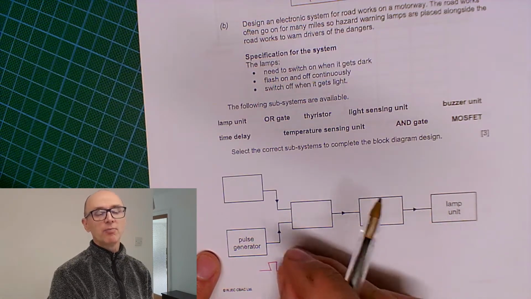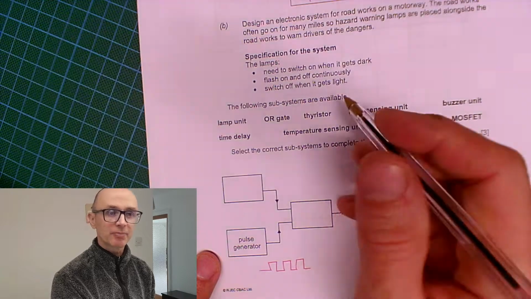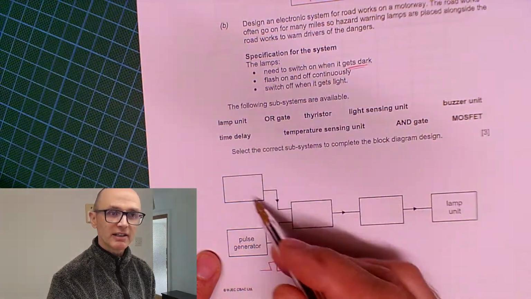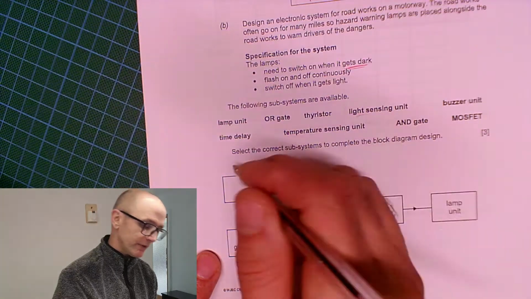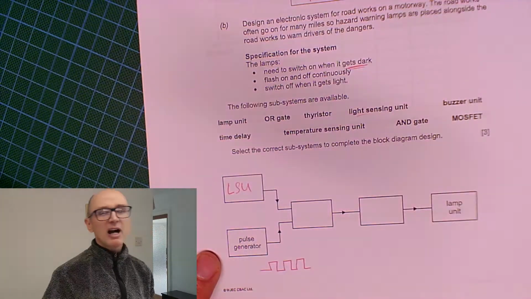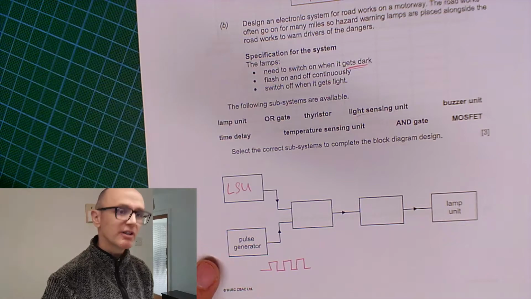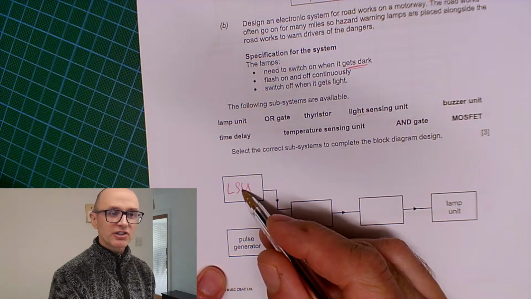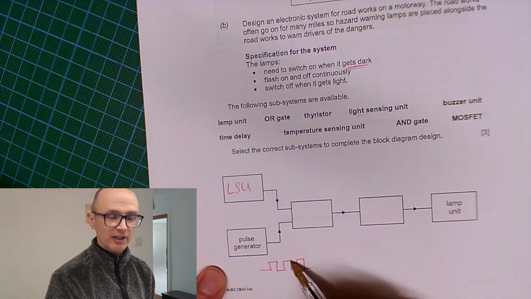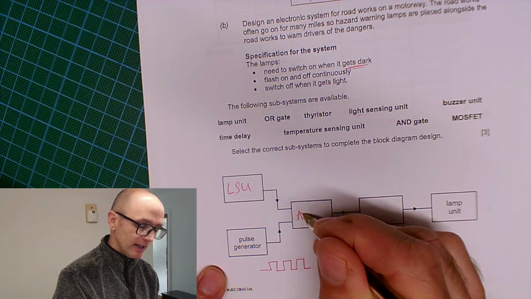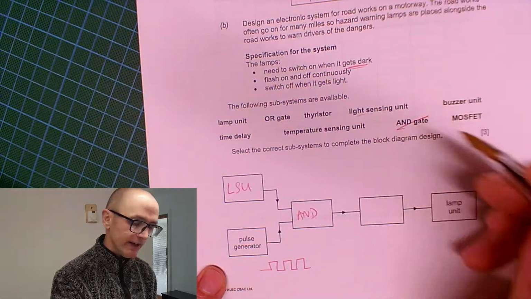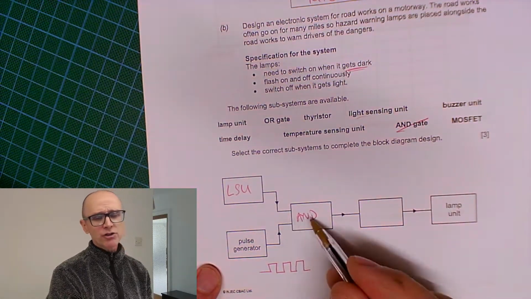So that's a pulse generator, and we only actually want the lamp to be flashing when on pulses and when it's dark, because it says that when it gets dark. So we're also going to need a light sensing unit. There we go. Okay, I'll just write LSU. I mean, really, you should write light sensing unit. So when the light sensing unit says it's dark and the pulse is on a logic high, we need a logical AND there. Okay, which is going to be there. Okay, don't draw the AND symbol.